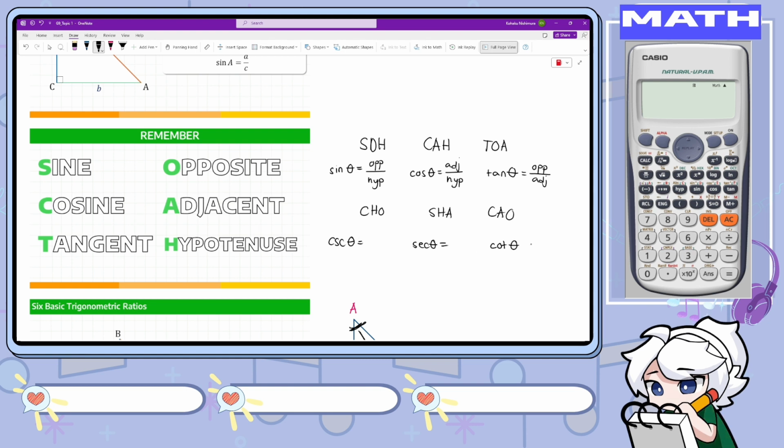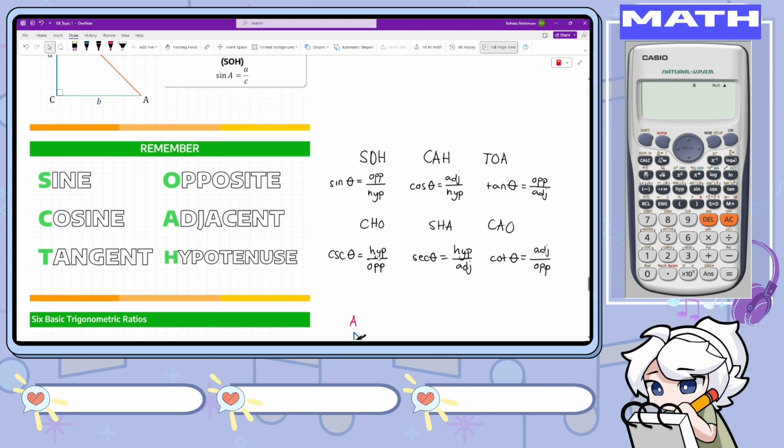And looking at the mnemonics again, we have the H, O, and A. In this particular case, what just happened for the reciprocals is that we get the reciprocals of their outputs. If opposite is in the numerator here, this will become the denominator on this one. And if you see that hypotenuse is in the denominator, the hypotenuse will now be in the numerator, like so. So again, these two are reciprocals of each other. Same goes for the other ones that I just wrote. So secant is hypotenuse over adjacent, and cotangent is adjacent over opposite.